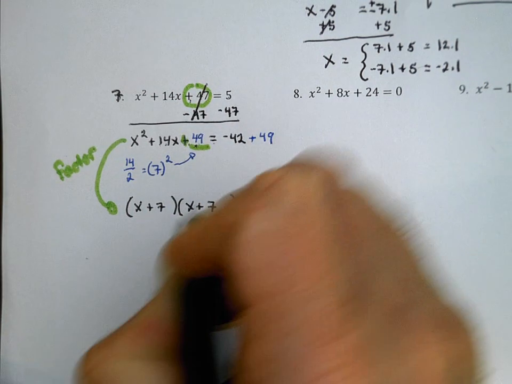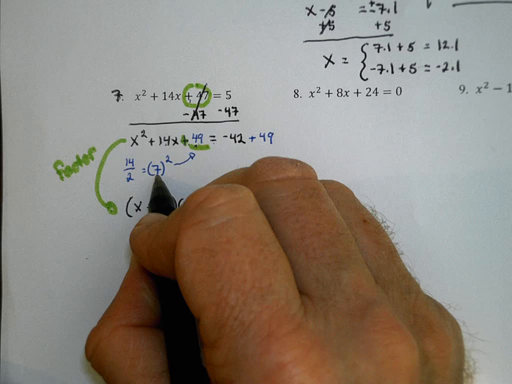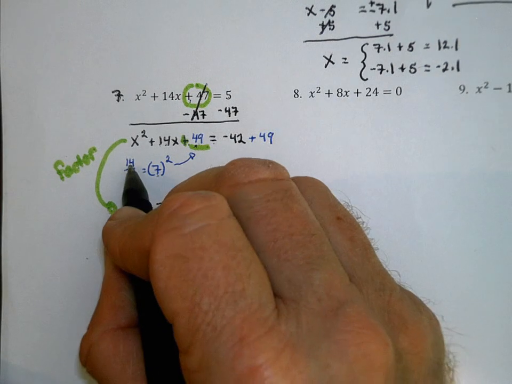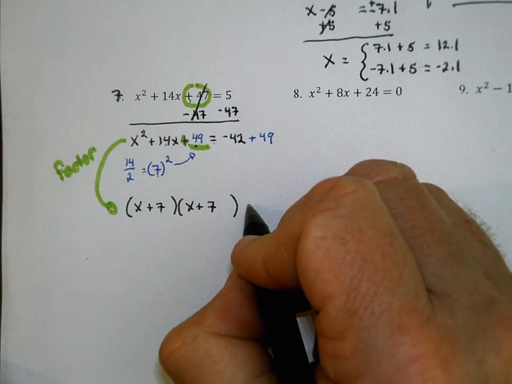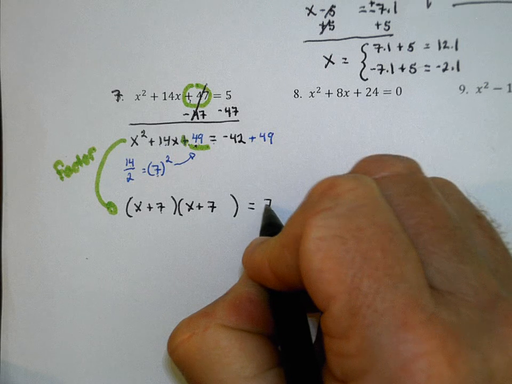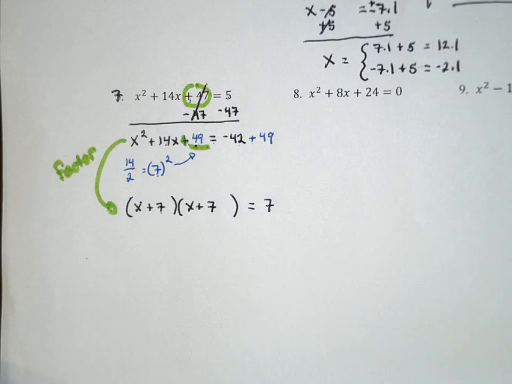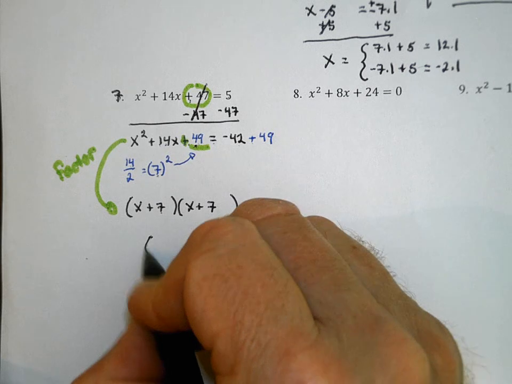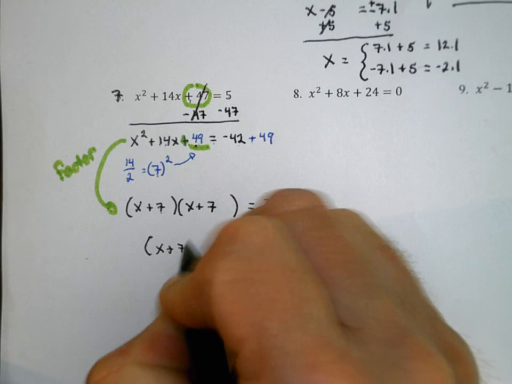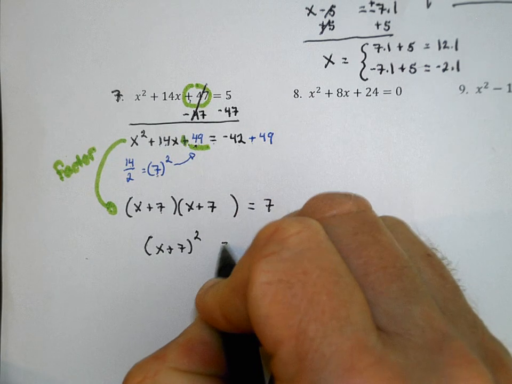Once again, notice those numbers are the same value that you got when you divided the b value by 2. Feel free to use that shortcut. That's going to be equal to 7, negative 42 plus 49 is 7. So this means I have 2 sets of x plus 7s, and that's going to be equal to 7.